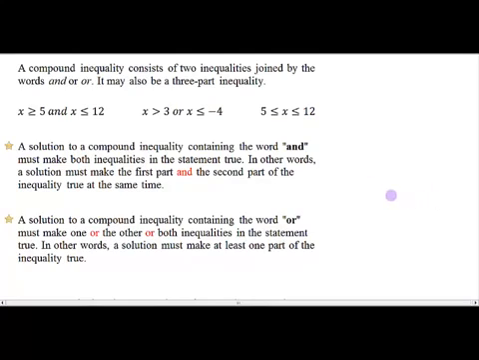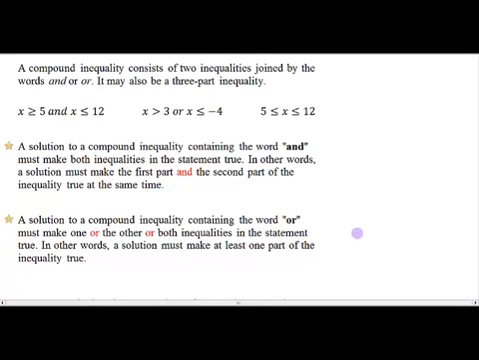Now a solution to a compound inequality containing the word and must make both inequalities in the statement true. In other words, a solution must make the first part and the second part of the inequality true at the same time. So if we're looking at this compound inequality with the and, we have to pick numbers that would make this true and this true. A number that would make this true would be the number 7, because 7 is greater than or equal to 5 and 7 is less than or equal to 12.